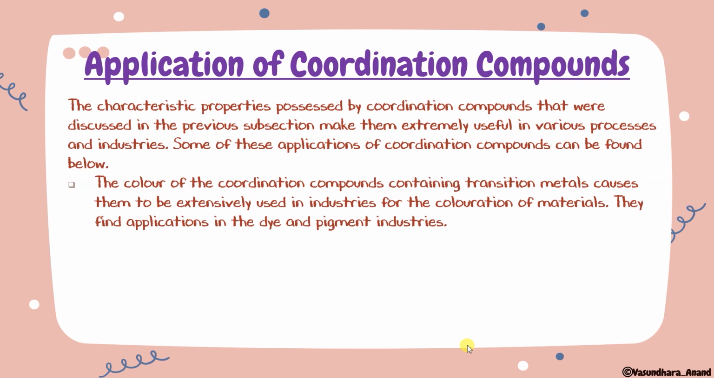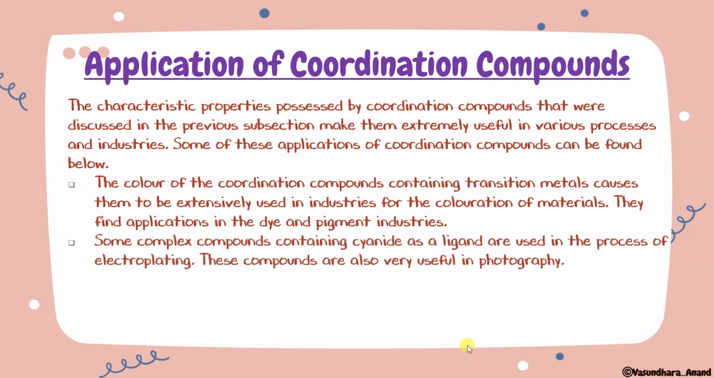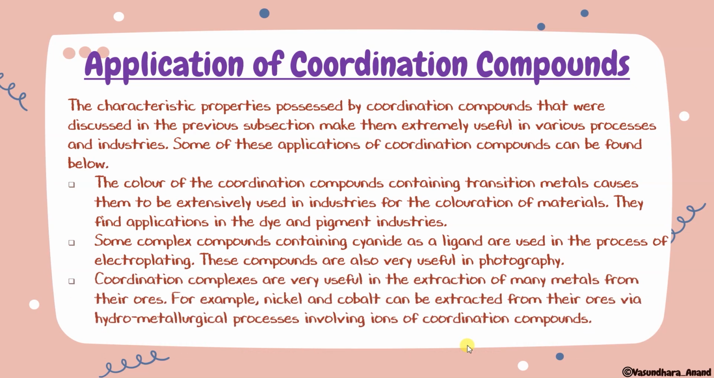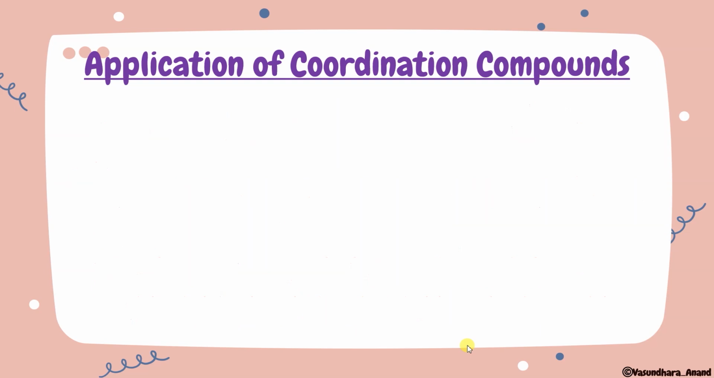Some complex compounds containing cyanide as a ligand are used in the process of electroplating. These compounds are also very useful in photography. Coordination complexes are very useful in the extraction of many metals from their ores. For example, nickel and cobalt can be extracted from their ores via hydrometallurgical processes involving ions of coordination compounds, which you have done in the isolation chapter. You have done it. Okay.